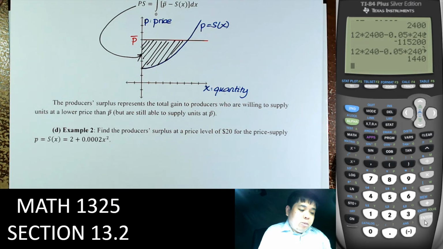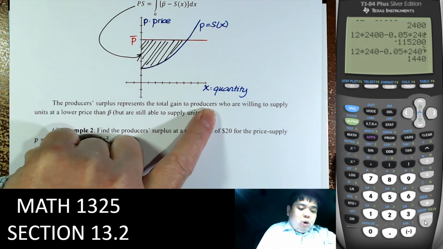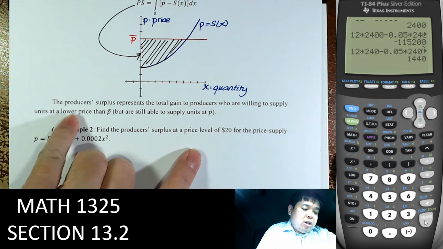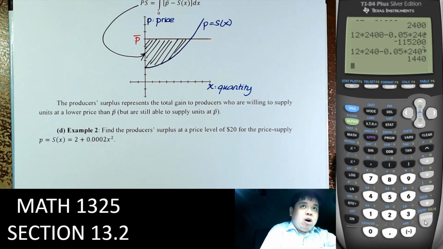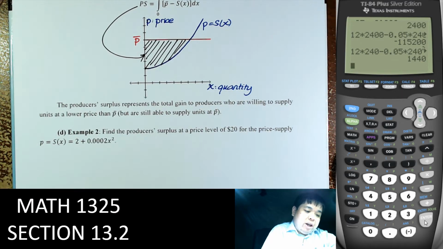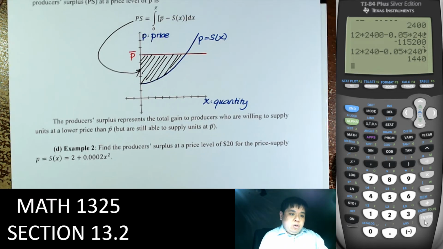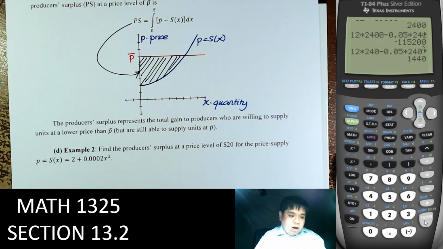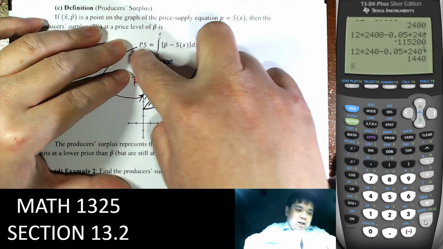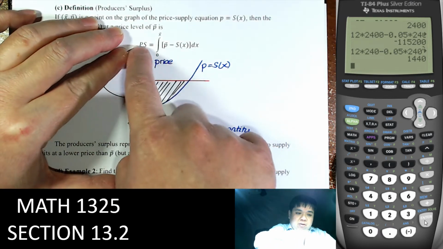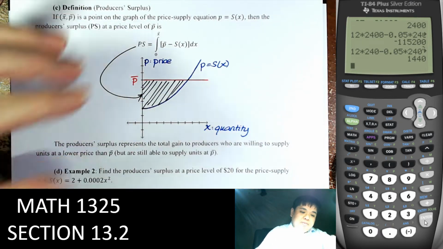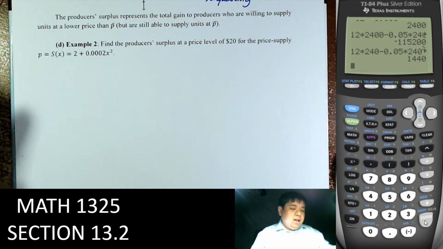Loosely speaking, the producer surplus represents the total gain to the producers who are willing to supply the unit at a lower price than the P bar. So that's what we have. The P bar is above the supply but below the demand.